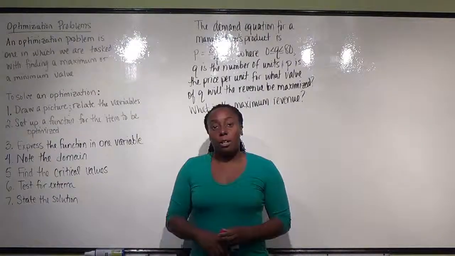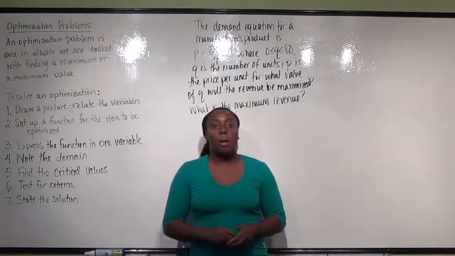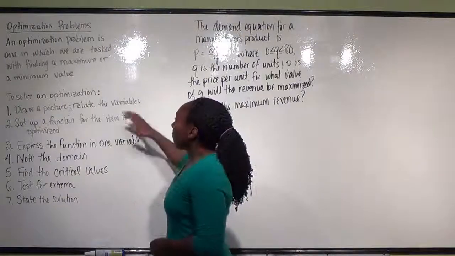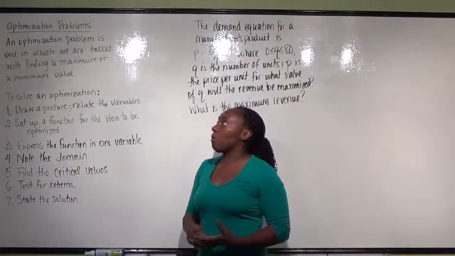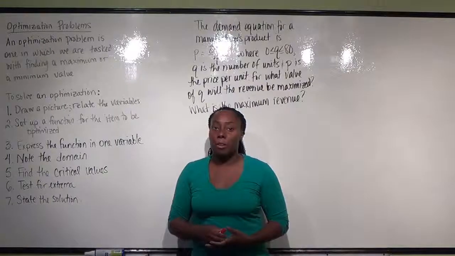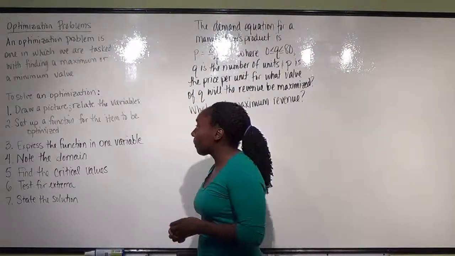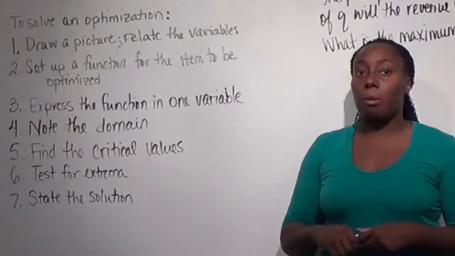In this section, we're going to talk about optimization problems. Another way to think of these is what we call applied maximum and minimum applications. An optimization problem is one in which you are tasked with finding a maximum or a minimum value, or where that value occurs.